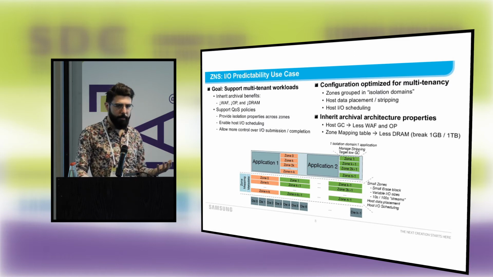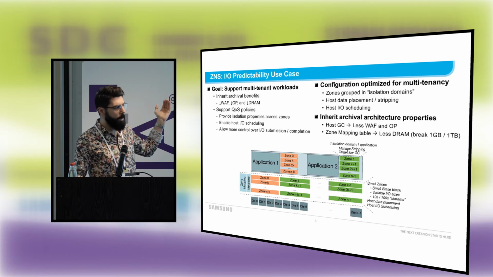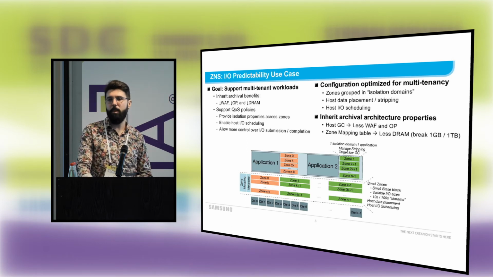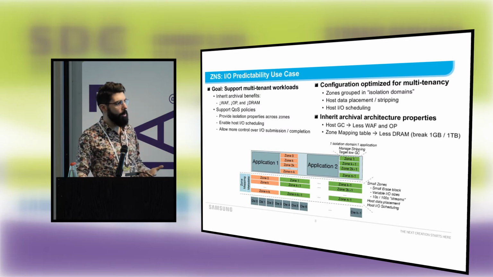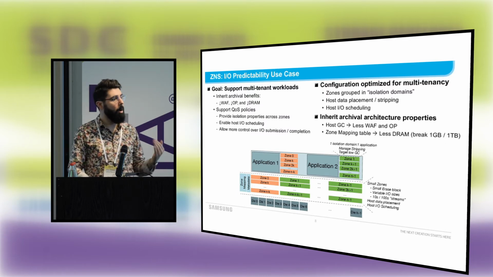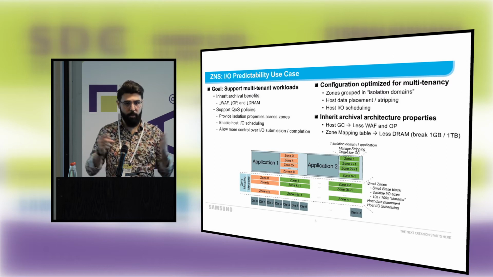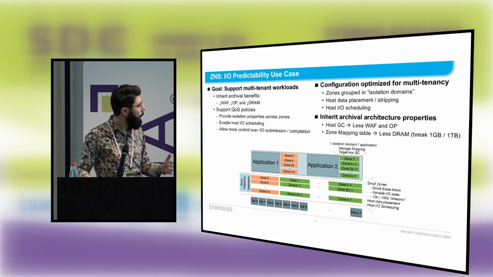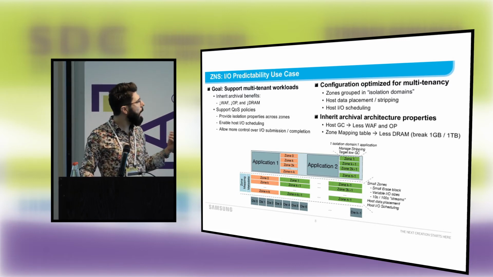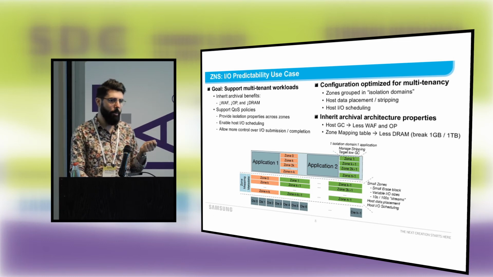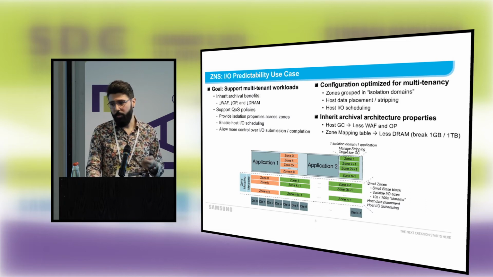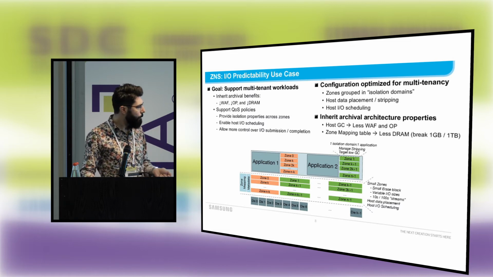But the important thing is we still inherit a lot of the benefits from the archival use case. We reduce write amplification because the host is the one managing the data placement. We reduce the over-provisioning. We reduce DRAM. Obviously, we consume a little bit more DRAM because we don't have very large zones. We have small ones, but it still is nothing compared to what a 4 kilobyte mapping table looks like. But at the same time, we gain the possibility to do I/O isolation on different zones. And this is very important, especially for cloud customers.